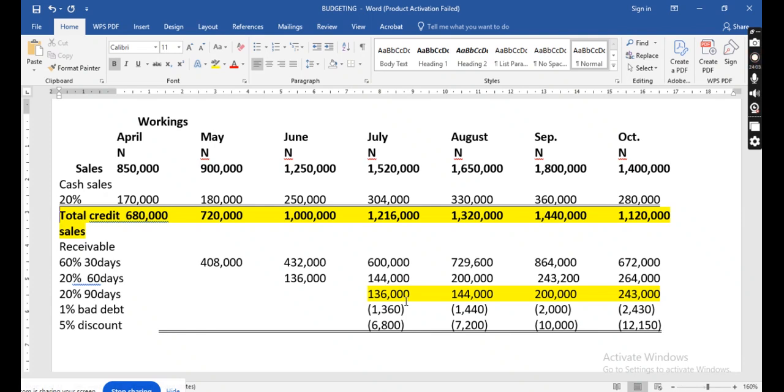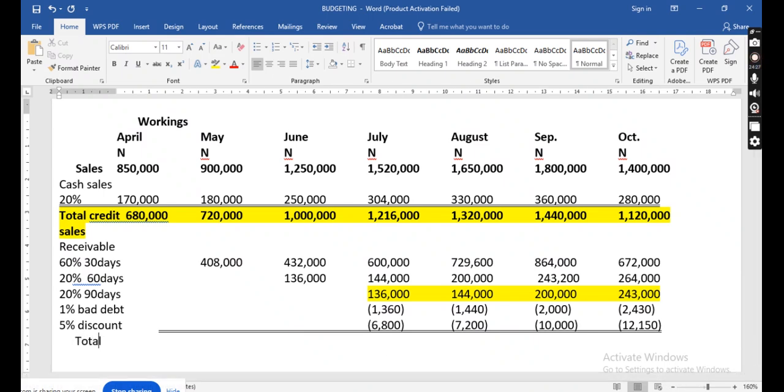$871,840. That is the receivable, right? 871,840. That is the total receivable. Is that not so? The total receivable is 800, and then they make cash sales of 20%. So now, just give me the figure for this.